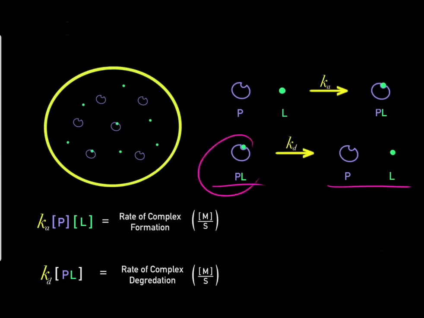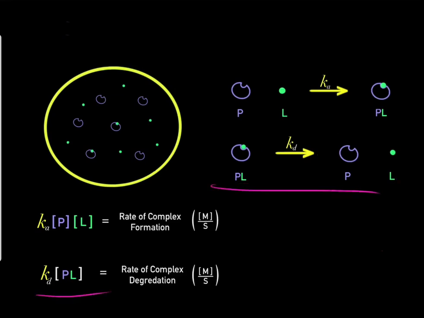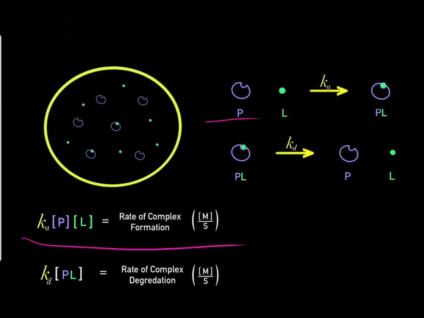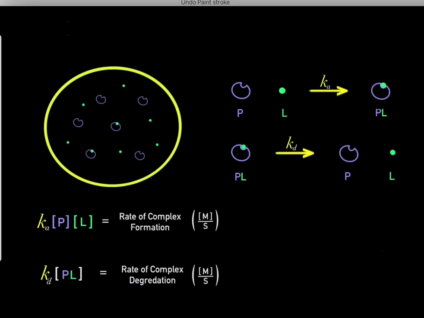The faster we degrade this complex, the faster we'll form these products. So another way of looking at it is this guy's rate law tells us about the rate of this complex formation, while this guy's rate law tells us about the rate of this complex degradation.